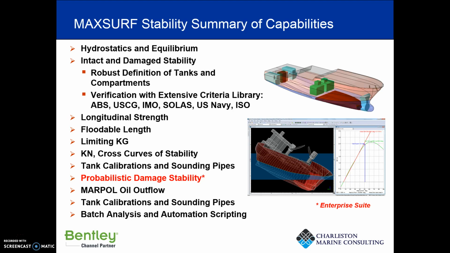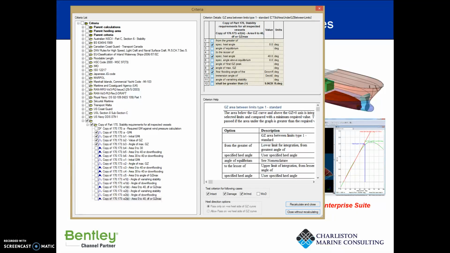Unlike GHS, MAXSURF provides a user-friendly built-in stability criteria library that is a mouse click away. The library is very comprehensive and it covers all of the major regulatory bodies around the world, as you can see on the slide. This provides the user with a straightforward pass-fail summary report in the results.